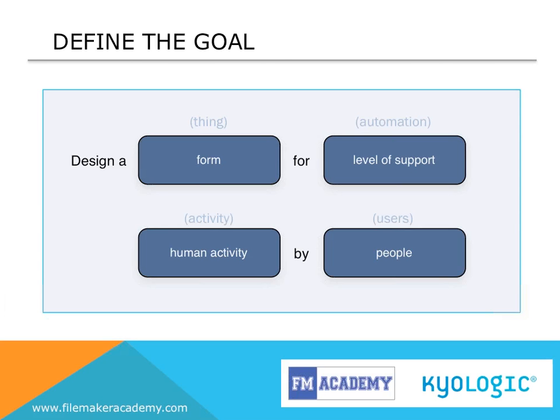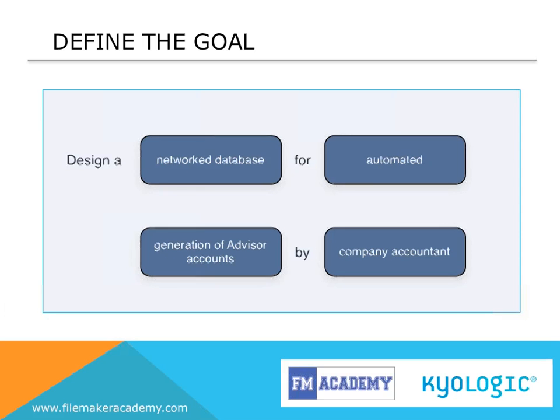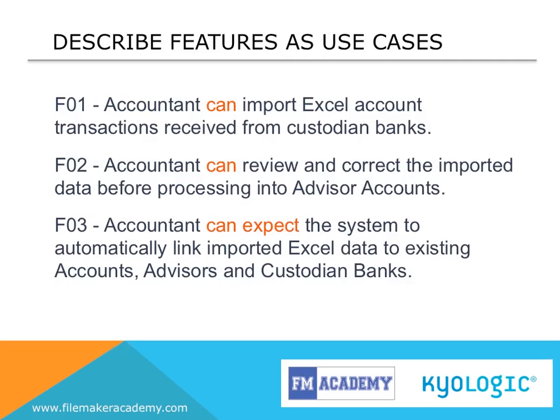Then the next is, what's the activity? What's it do? And the final thing, of course, is the users. Who's using it, and understanding them. So an example is: design a cash-operated machine for quick and easy ticket purchasing by passengers. Or taking it to a database: build a network database for automated generation of advisor accounts by the company accountant. These are examples of goals and very helpful, because they get to the detailed purpose of why you're doing what you're doing.